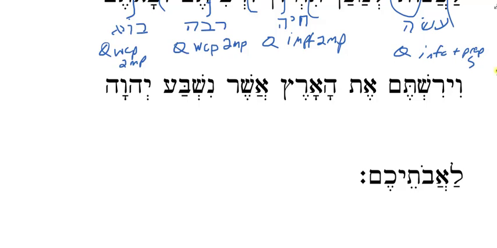Next verb, virishtem. So here is another vav. It should have been virishtem. Notice though that I've got two vocal shavas. It's not allowable. What are we going to do?